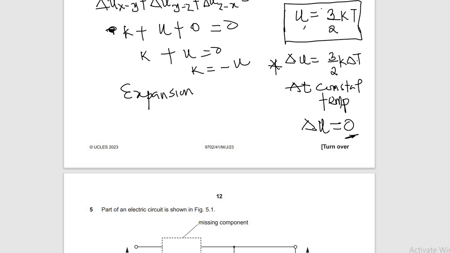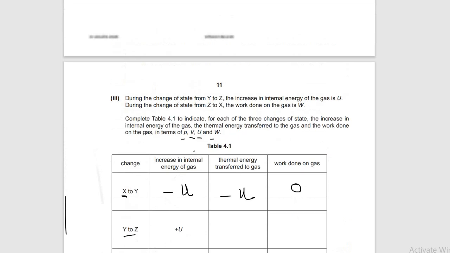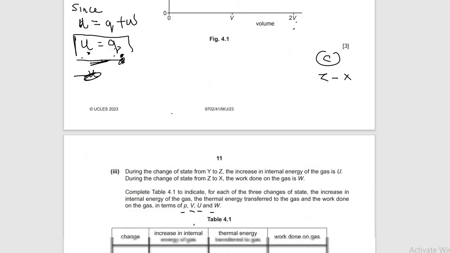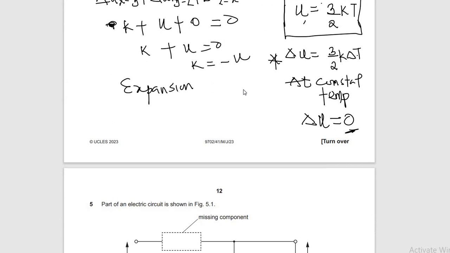There's expansion. How? The volume. Is there expansion from Z to X? No, there's no expansion from Z to X. Sorry, the volume decreases from Z to X. It's not expansion. From Z to X, the volume decreases. That's from 2V to V.